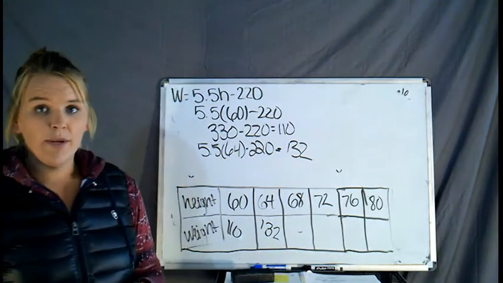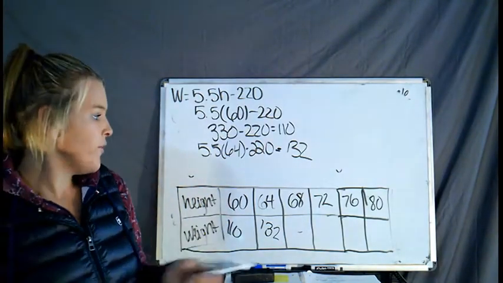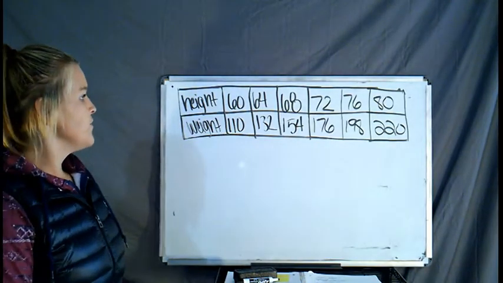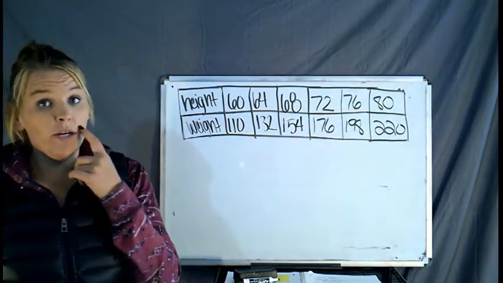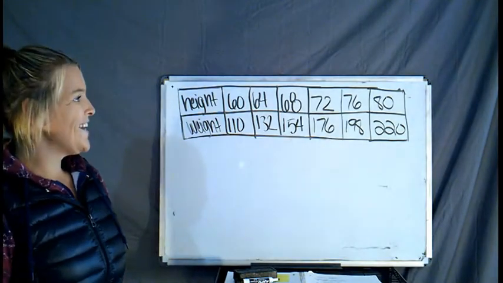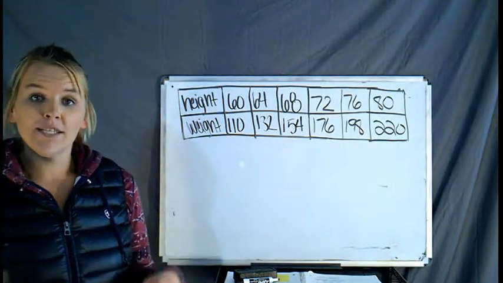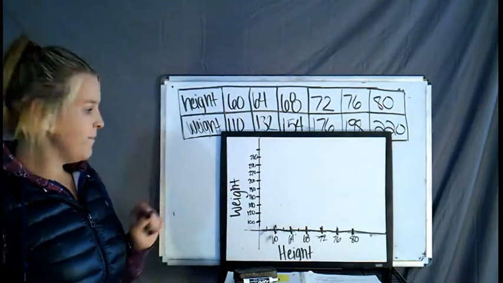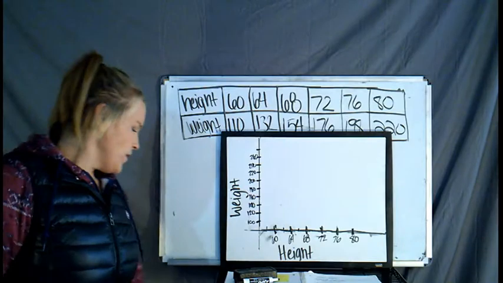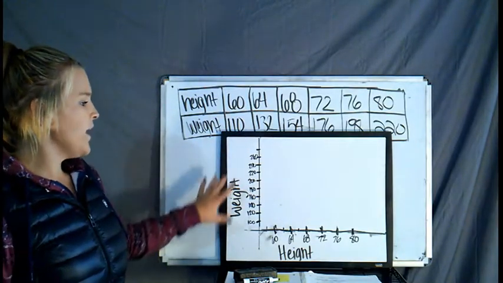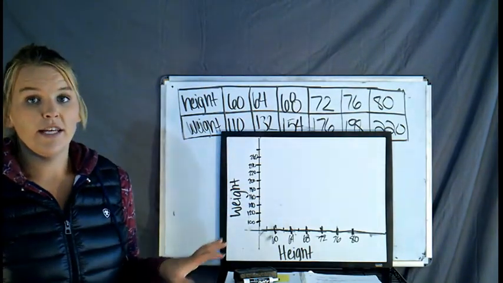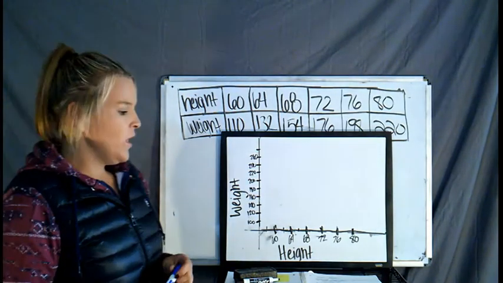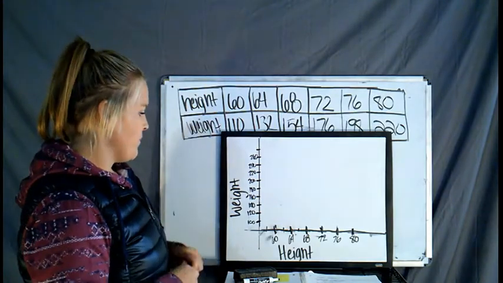I want you guys to take a few minutes and figure out what the rest of them are going to be. So now hopefully you figured out the rest of your table, and it should look similar to mine or the exact same as mine. And so the next step is going to be to plot these points. I have my graph here with weight being on my y-axis and height being on my x-axis, because height is my domain, it's my input, it's my x value. So I'm going to plot these points up here.